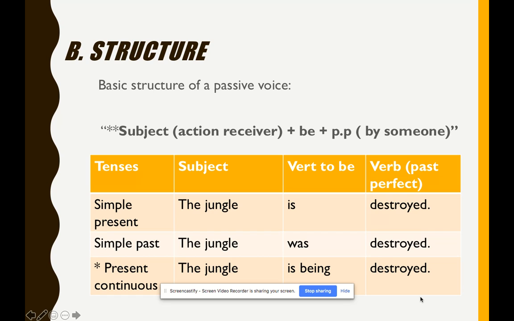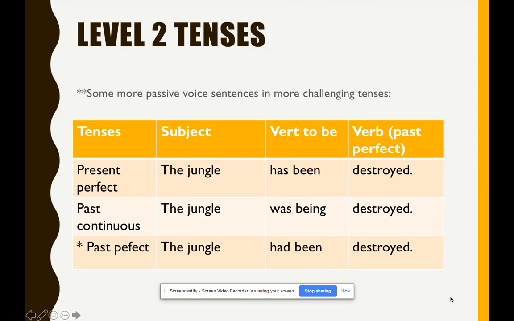If it is a simple present tense, the passive voice will be: the jungle is destroyed. And then past tense: the jungle was destroyed. Present continuous tense: the jungle is being destroyed. So you can see that the three components are always there: subject, verb to be, and then the PP. It's only when the tense changes that something is changed.